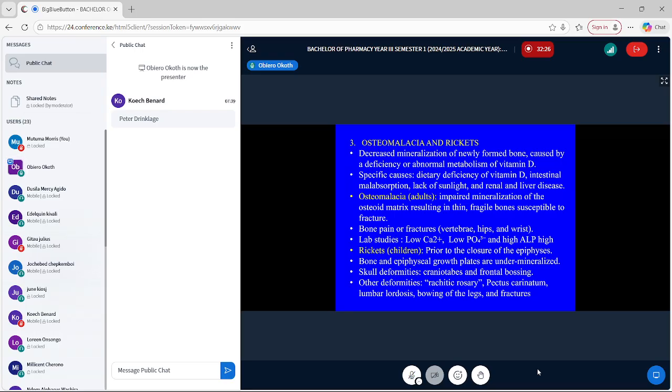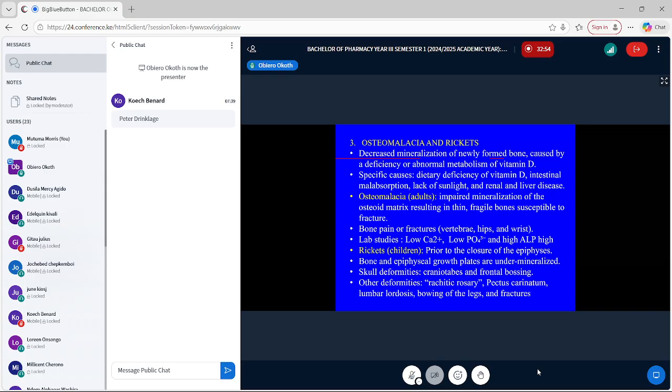Osteomalacia, now the bone is there. The bone is being formed, but it's not being mineralized. And the mineralization is supposed to be done by calcium. So these are patients who most likely have some calcium metabolism or a vitamin D metabolism defect. So decreased mineralization of newly formed bone. A deficiency of normal metabolism, typically from vitamin D.